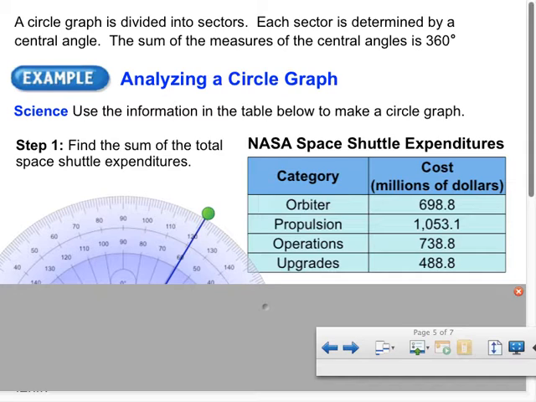So, analyzing a circle graph. Science is the topic. Use the information in the table below to make a circle graph. So, this table is the NASA Space Shuttle expenditures. So that program has been broken into 4 places for the budget. So for the first part, the orbiter, they spent $698 and 8/10 million. For propulsion, do you guys know what propulsion is? What are they talking about when they're talking about propulsion?